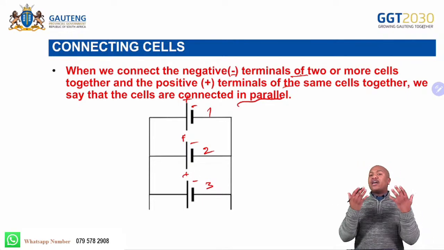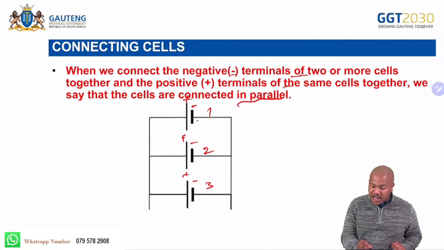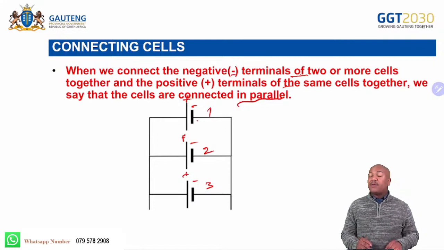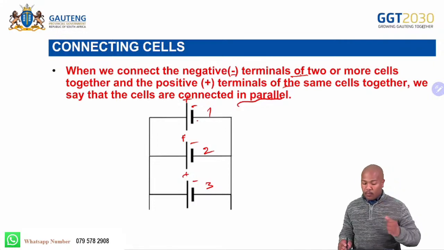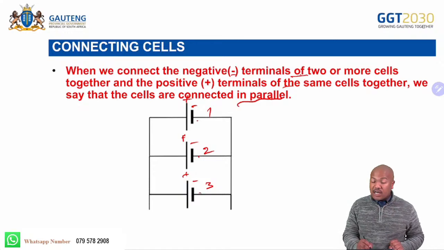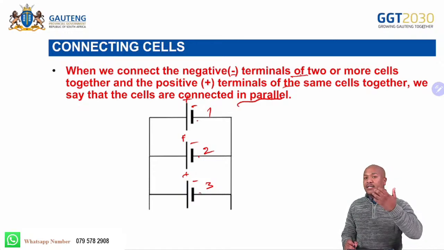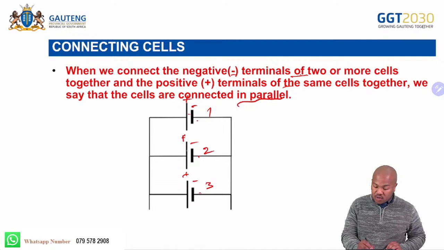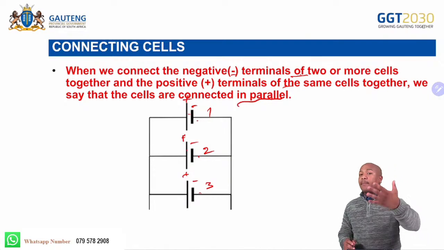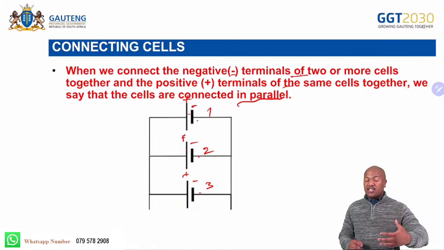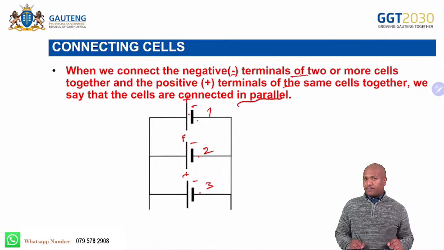Now, look at this carefully. The negative terminal of cell number 1 is connected to the negative terminal of cell number 2. The negative terminal of cell number 2 is connected to the negative terminal of cell number 3. The positive terminal of cell number 1 is connected to the positive terminal of cell number 2. The positive terminal of cell number 2 is connected to the positive terminal of cell number 3.